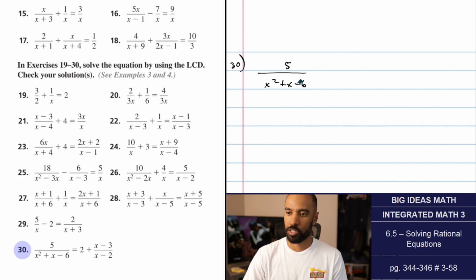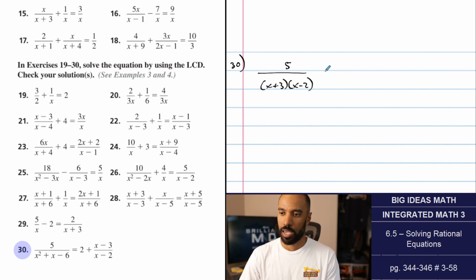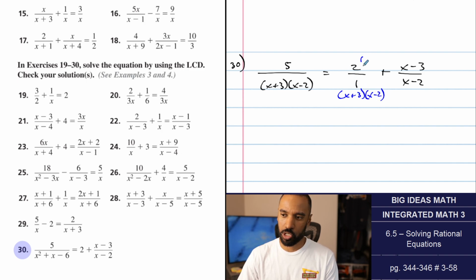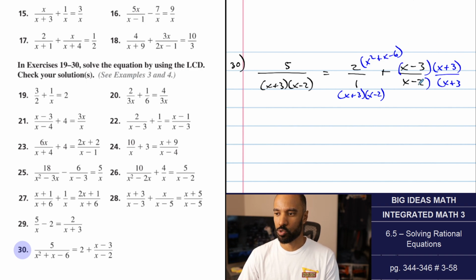Oh, let me factor that. This factors to x plus 3 times x minus 2. And this equals 2 over 1 plus x minus 3 over x minus 2. All right. This guy's missing both parts. x plus 3, x minus 2. That does multiply, remember, to x squared plus x minus 6. So I'll do that on top. This needs the x plus 3 right there. That's a difference of 2 squares when multiplying that set.